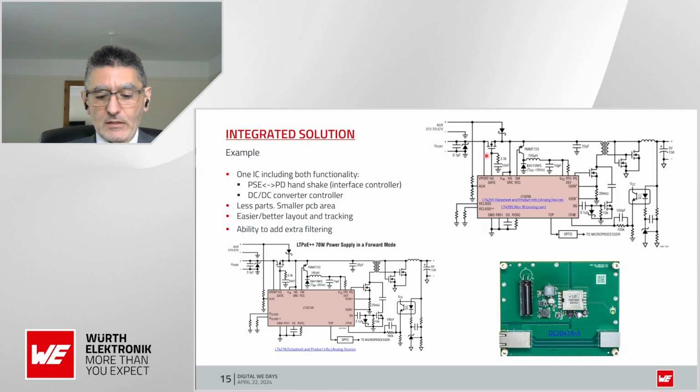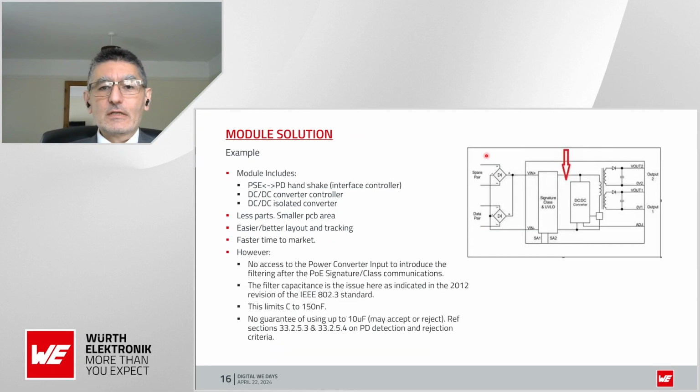So the final and third option that we have is the module option. With the module option, you have everything on one board. Basically the handshake IC, the DC-DC controller, and the DC-DC converter itself, all on one board. Now, naturally, this has a big lure because of fewer parts, a potentially smaller PCB area, and easier and better layout and tracking.